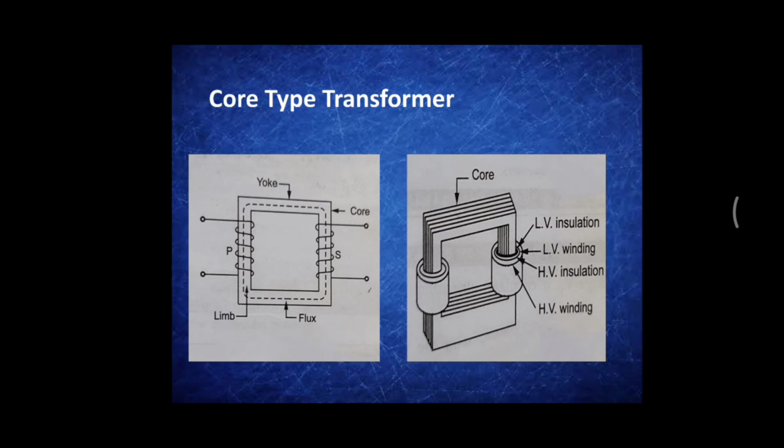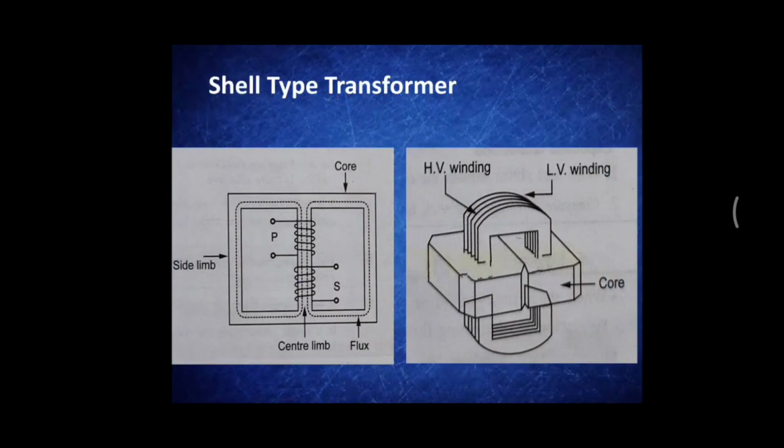Now let us talk about the shell type transformer. It has a double magnetic circuit. The core has 3 limbs. Both the windings are placed on the central limb. The core encircles most of the winding. This is shown in the schematic representation of the diagram, which shows the actual construction of the shell type transformer.